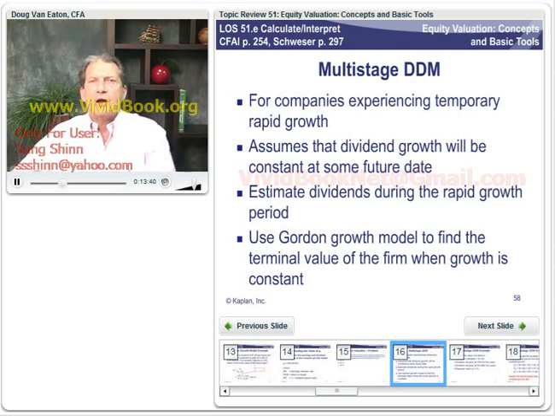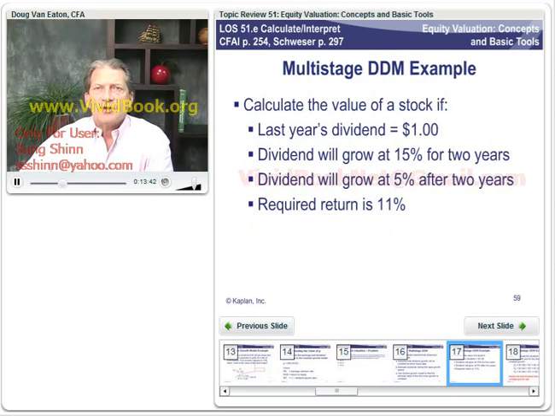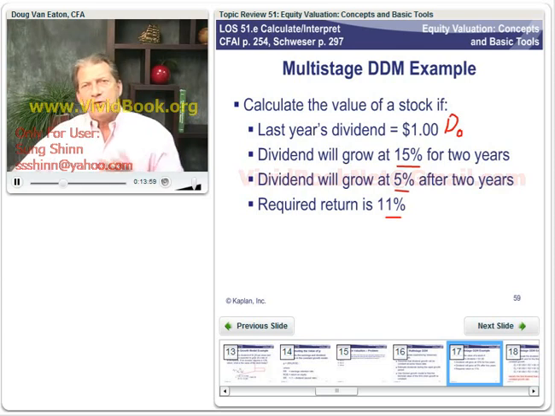Let's take a look at how we would do that. So we've got a stock. Last year's dividend is $1. We've got D0 equals $1. We say the dividend will grow at 15% for 2 years and 5% after that. Our required return is 11%. So 2 years of 15% growth and then 5% growth after that.